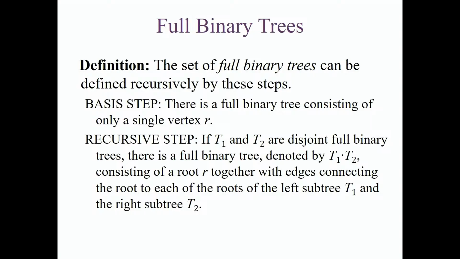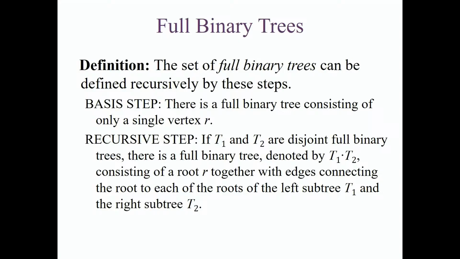And then for each step, we need to connect T1 and T2 to the root. We call that a full binary tree because we cannot have only one subtree as T1 or T2. We need to have T1 and T2 together to create the next level of the tree.